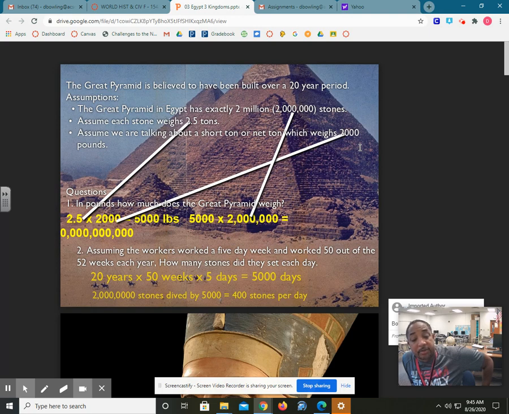Sorry, 100 million stones. Now, assuming that workers worked a 5-day work week and worked 50 out of 52 weeks each year, how many stones did they set each day? So it would be approximately 400 stones they did each day. Remember, each one of these stones was 2.5 tons. So that is very, very heavy, 2,000 pounds.